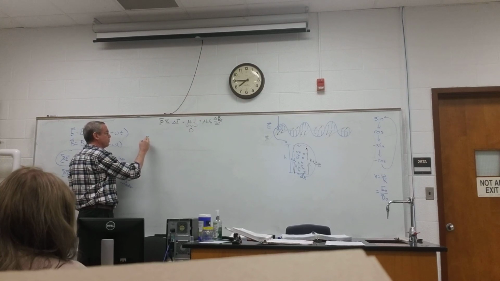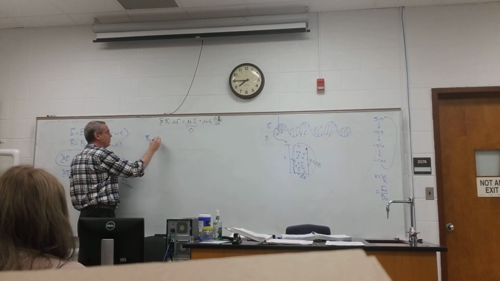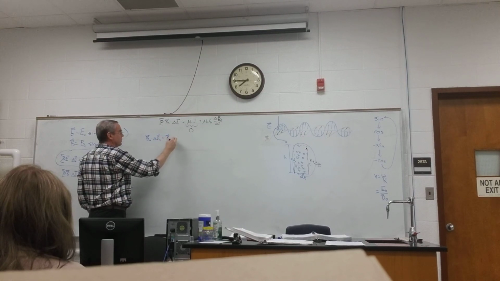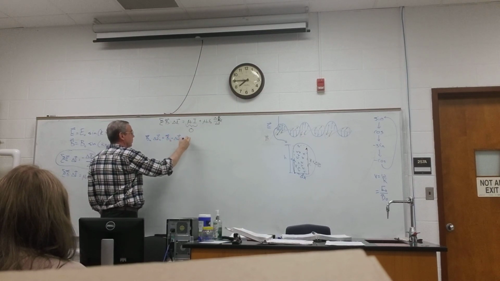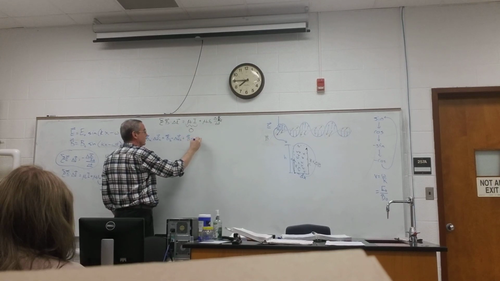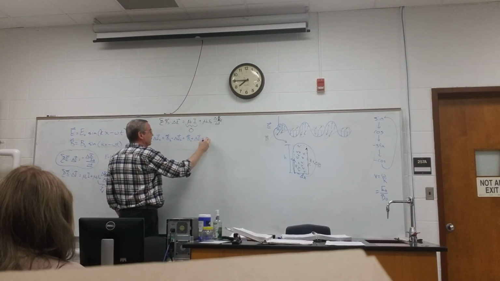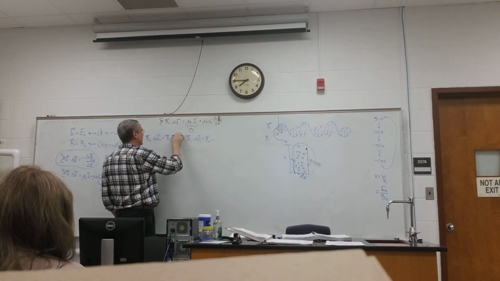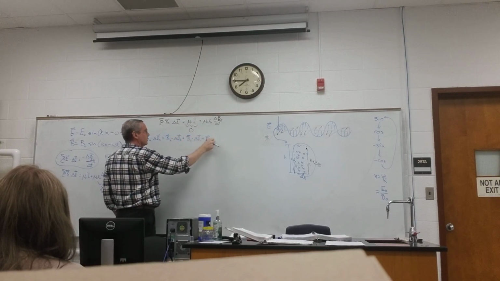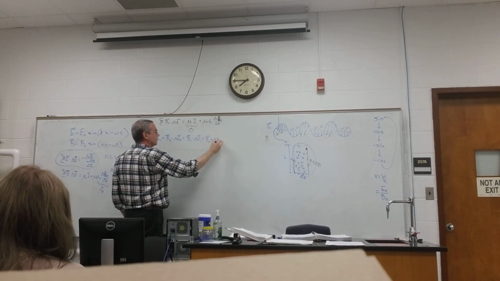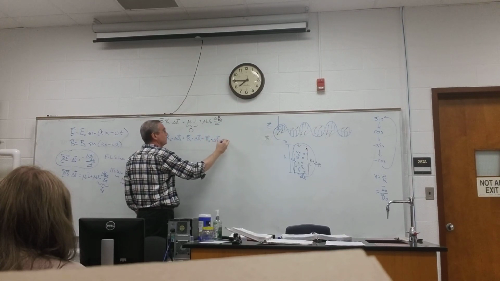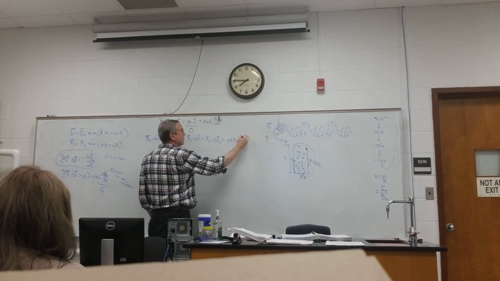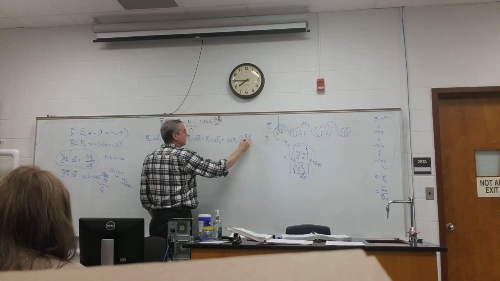And so this becomes B of A dot delta L of A, plus B of B dot delta L of B, plus B of C dot delta L of C, plus B of D dot delta L of D, is equal to mu naught epsilon sub naught change in E dot A.